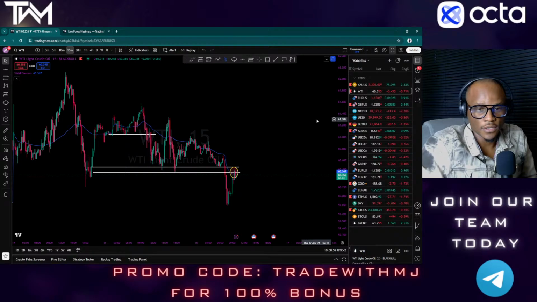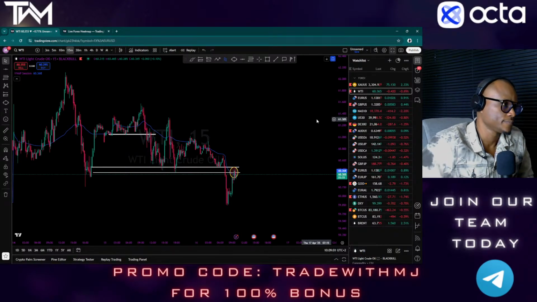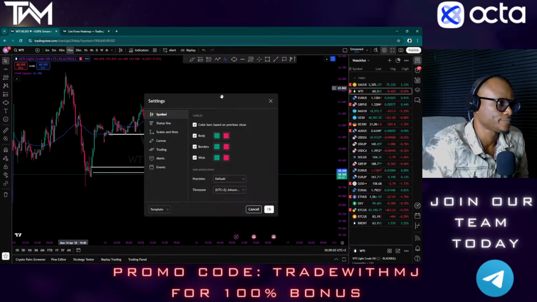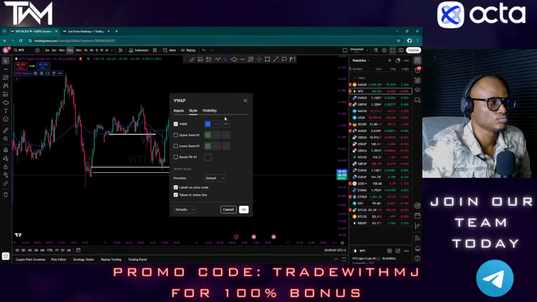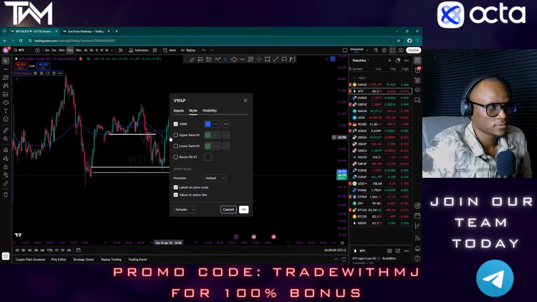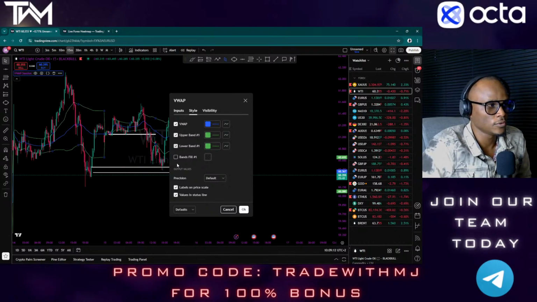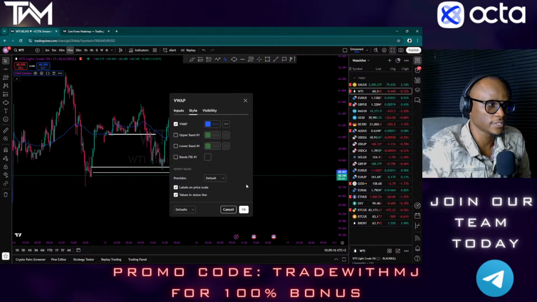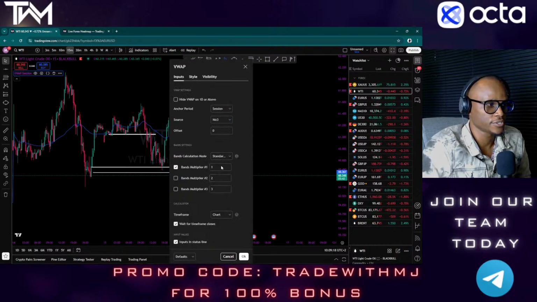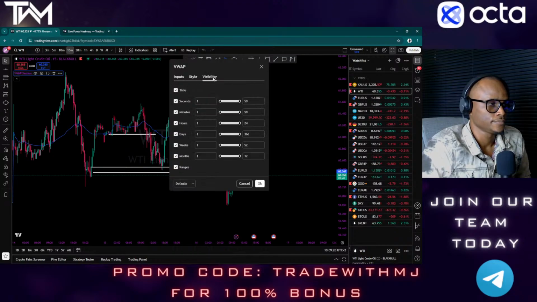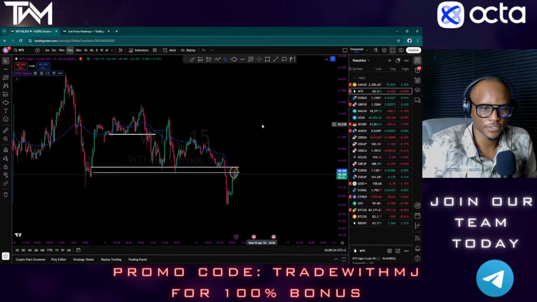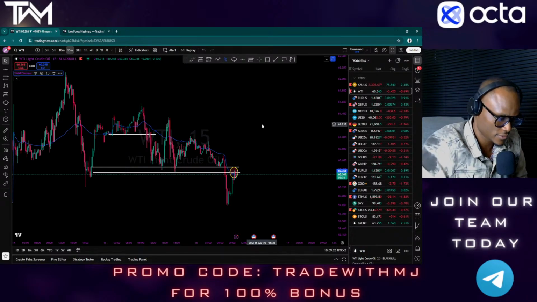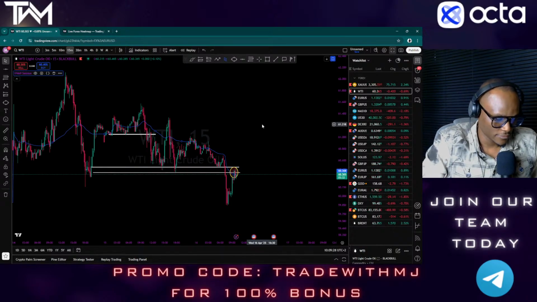What are your settings on the VWAP? Standard settings. I only unclicked the upper level, the lower level, and the band fill, so I just have only the VWAP there. Standard, I don't have much on it. It's the standard VWAP that you get on TradingView, I only unclicked some of these unnecessary things for me.